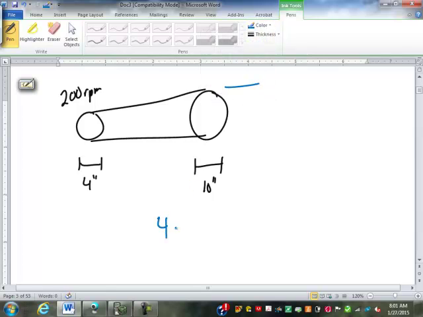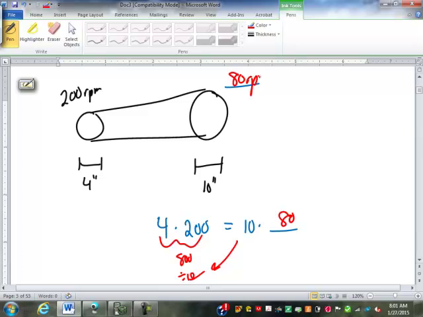Well, it's size times speed. So 4 times 200 equals 10 times X, blank, whatever you want to call it. So it's going to be 4 times 200 is 800. Divided by 10 is 80 RPM. Make sense?